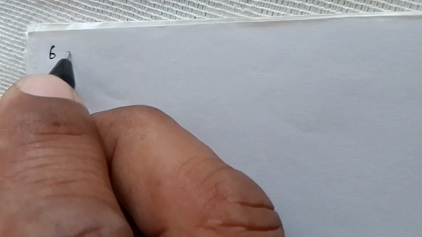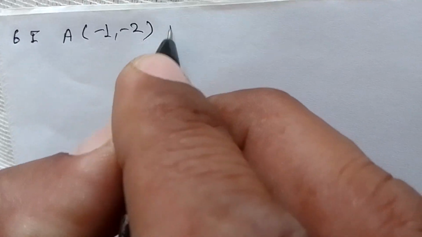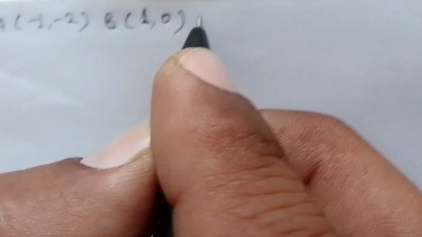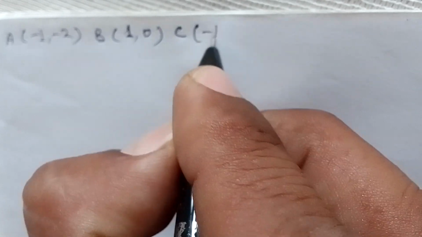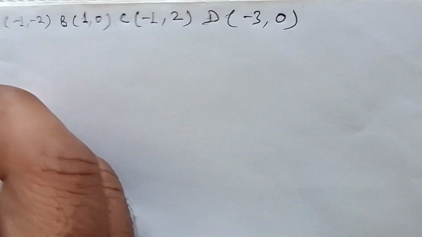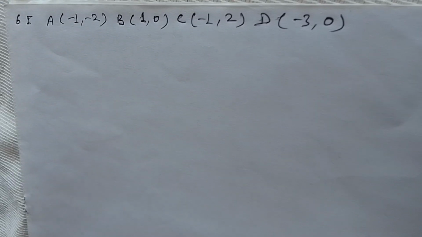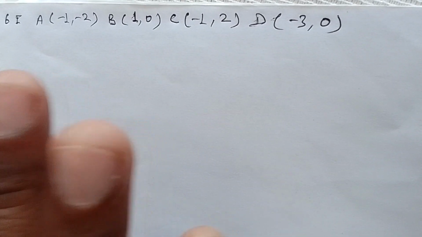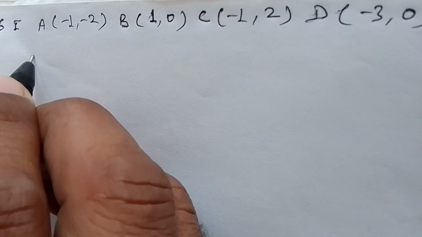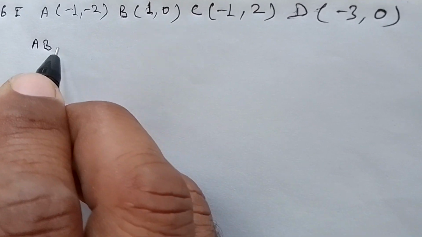first part. Point A is (-1, -2), point B is (1, 0), point C is (-1, 2), point D is (-3, 0). We can also give any other names to these points instead of A, B, C, D, such as X, Y, Z. Any name which you consider easily memorable you can give. So now we will calculate the distance between these points. First we will calculate the distance between points A and B by using the distance formula.